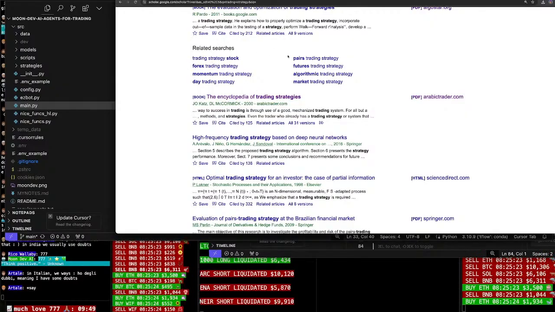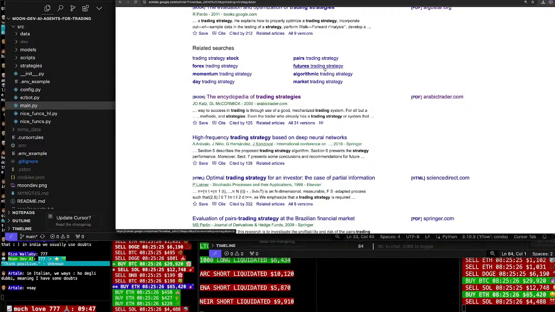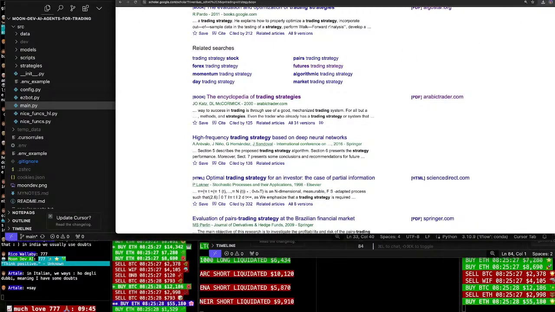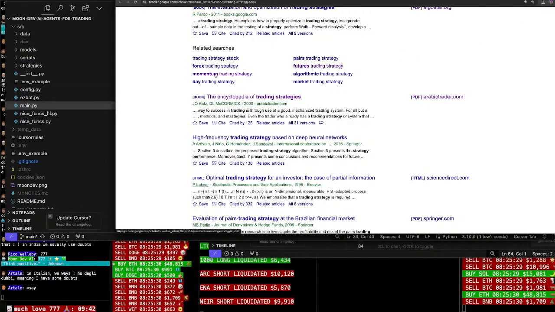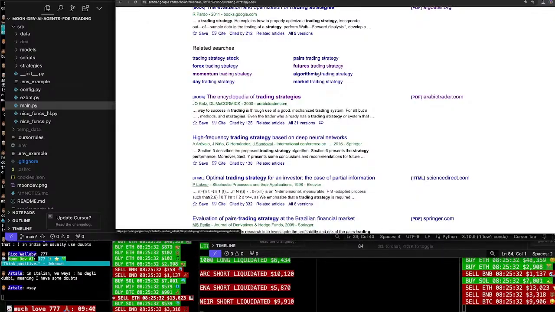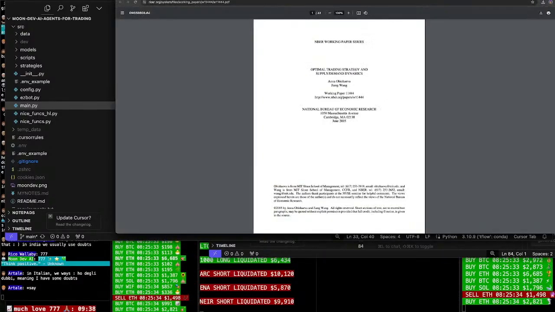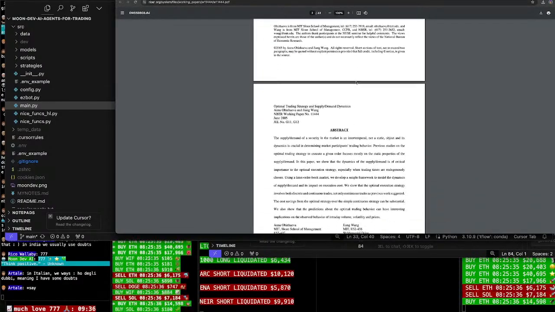You can see a bunch of related searches here. You can say, hey, do you want to trade futures? Futures trading strategy, that will go search that for you. Momentum trading strategy, algorithmic trading strategy. So let's go ahead and look through some of these. You can see this is a whole paper here, dude.